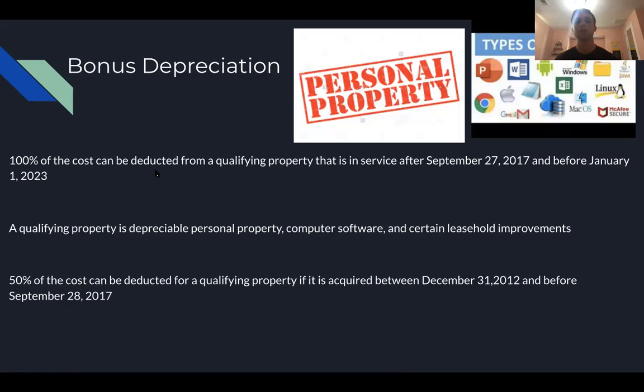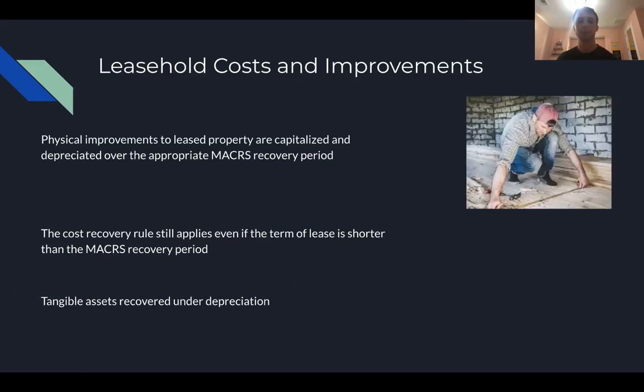Bonus depreciation. This comes from the tax bill of 2017 under the Trump administration. 100% of the cost can be deducted for qualifying property placed in service after September 27, 2017 and before January 1st, 2023. Qualifying property is depreciable personal property, computer software, and certain leasehold improvements. And 50% of the cost can be deducted for qualifying property if it's acquired between December 31st, 2012 and before September 28th, 2017.